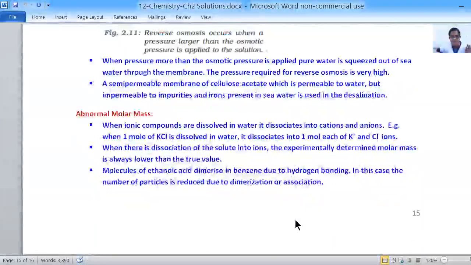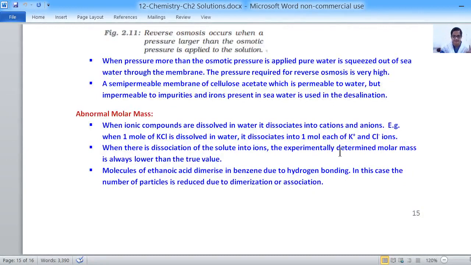Next, we have to study a small topic, that is abnormal molar mass. When ionic compounds are dissolved in water, they will dissociate into positive and negative ions, that is cations and anions. For example, when 1 mole of KCl, potassium chloride, is dissolved in water, it will dissociate into 1 mole each of K plus and Cl minus ions.